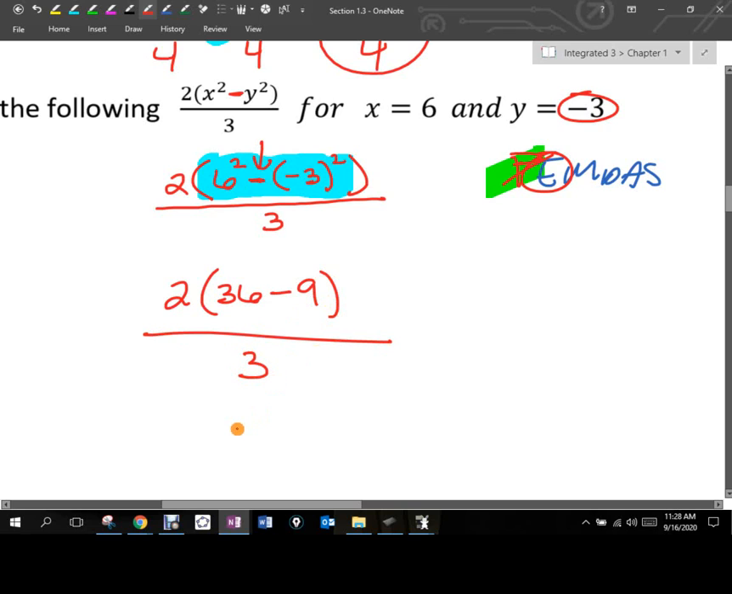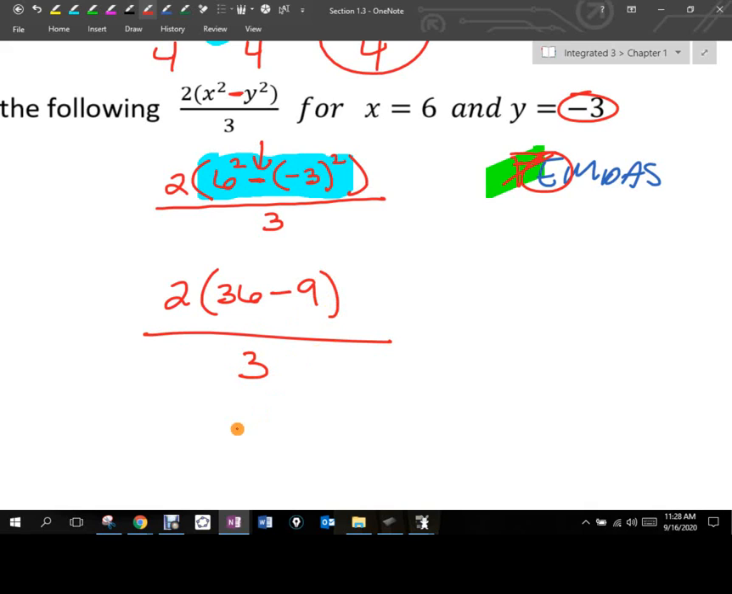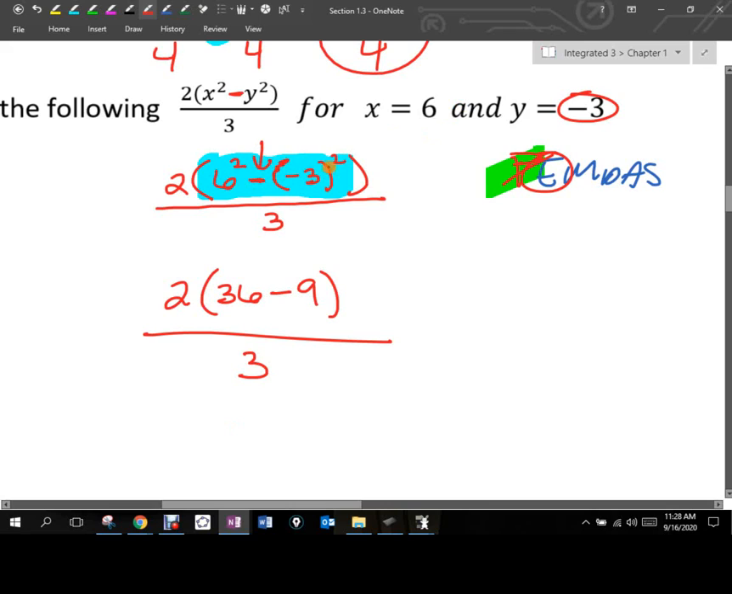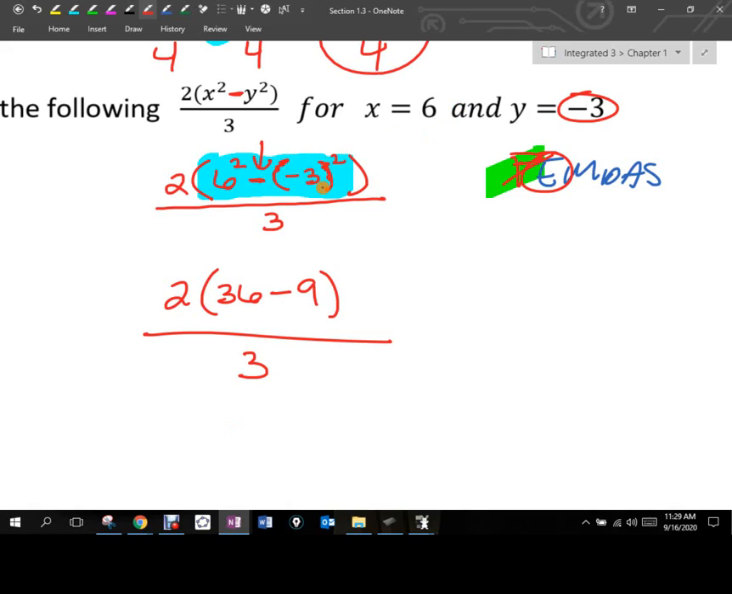Now think about this: if I didn't put in this set of parentheses right here around that -3, I would have squared just 3, which would have given me 9, and I would have had minus a -9, which turns into a +9, and I have 36 plus 9 in those parentheses, which is not what we want. That's not the right answer.